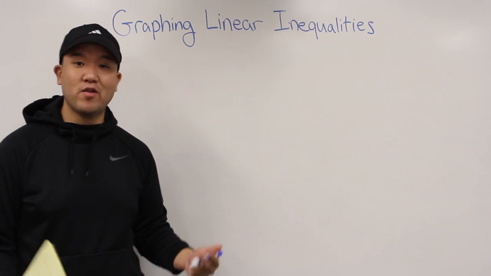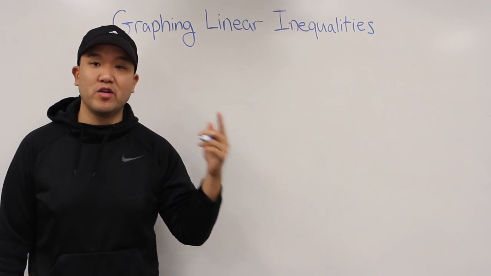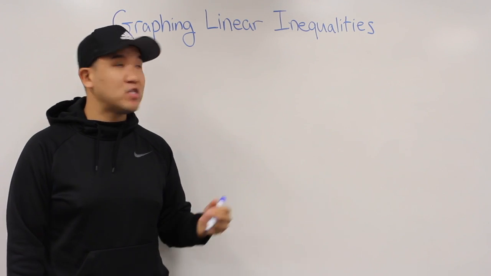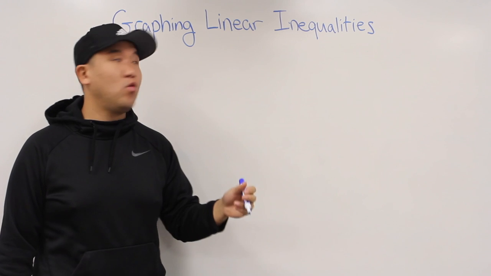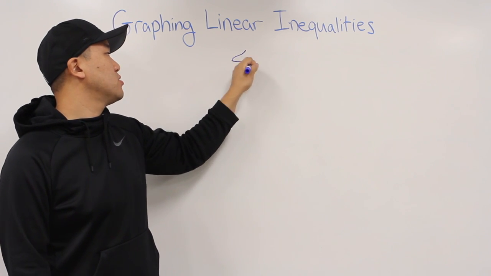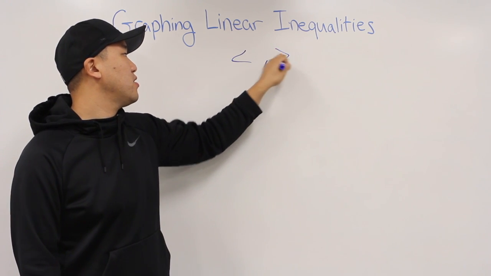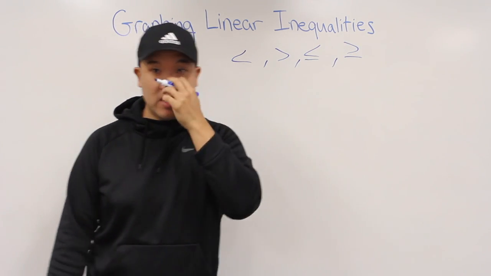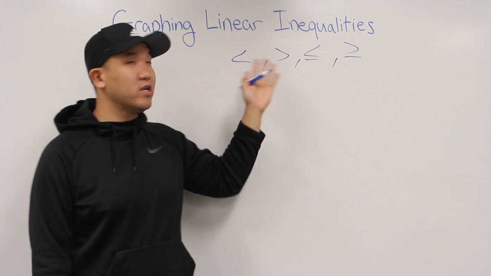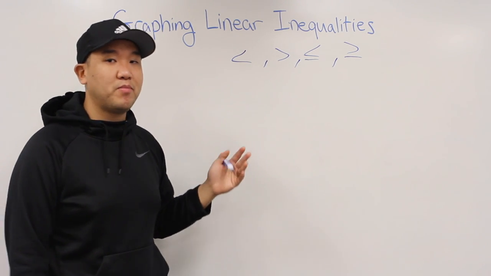Another episode here, graphing linear inequalities. So the difference between equations and inequalities is that with inequalities, now we're talking about a group. So we're talking about less than, greater than, less than or equal to, greater than or equal to. A lot of kids struggle with figuring out which one is which. It depends on how you read it.